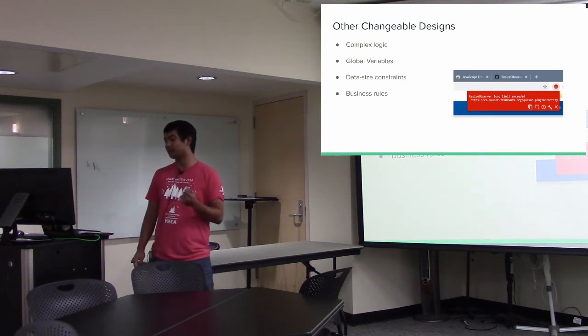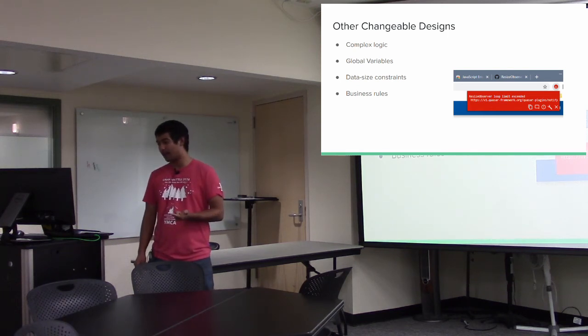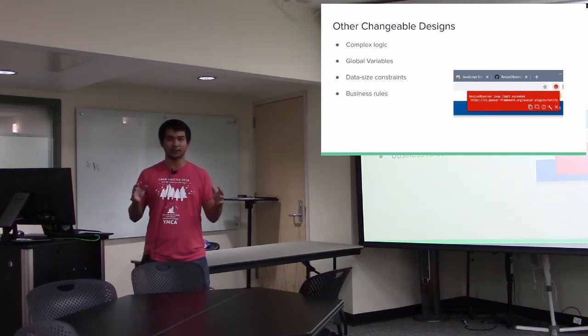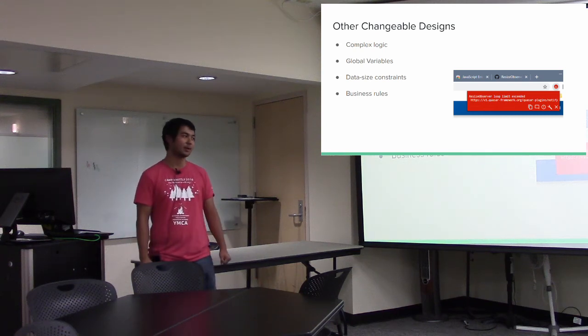And there's also data size constraints such as array declarations and loop limits. And lastly, business rules, such as laws. If your program implemented some sort of law, and then the laws change, you might want to change that.